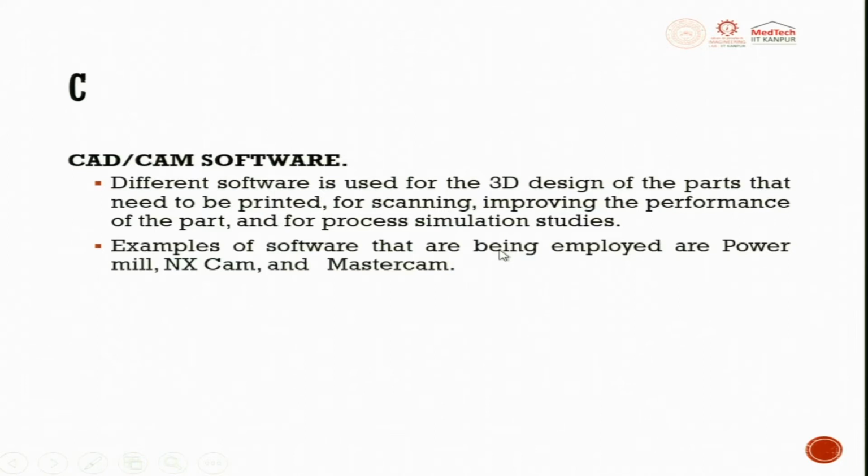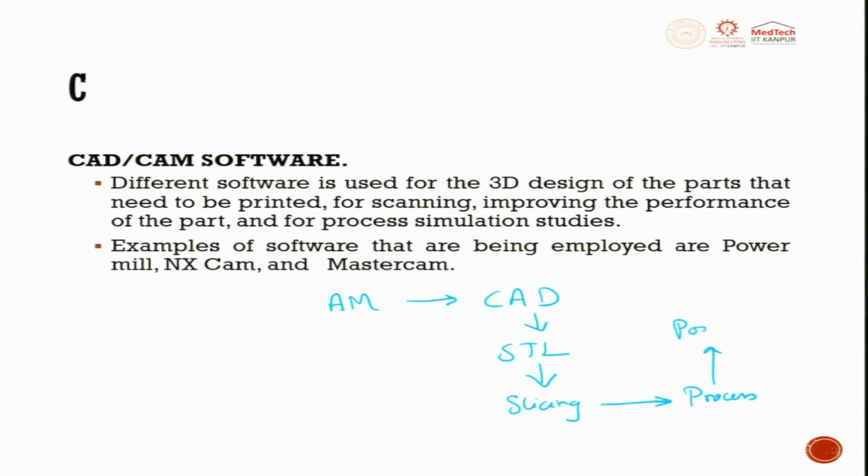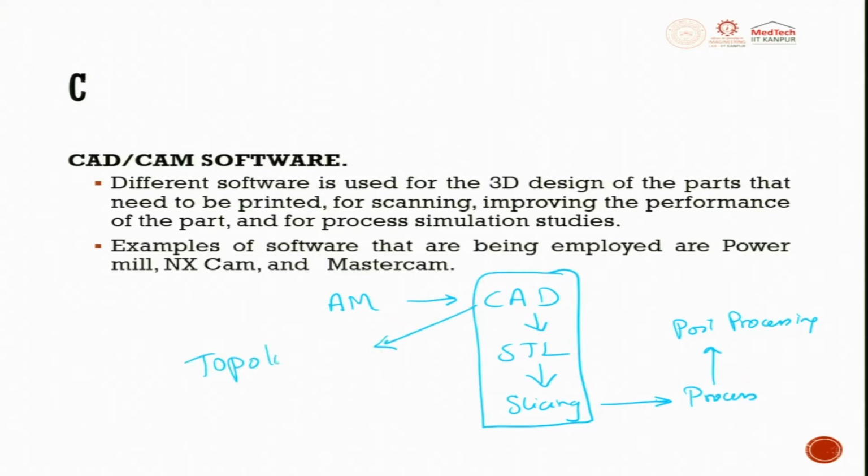CAD/CAM software. The CAD/CAM software is very important because in additive manufacturing we use CAD, followed by the STL file, tessellation, then we try to do slicing, and then we take the process or the machine, and then we do post processing. When I talk about the software, I club all these things, and on top of it I also do topology optimization.